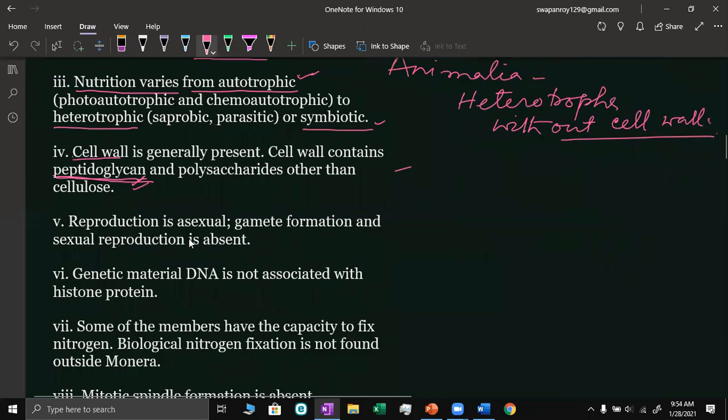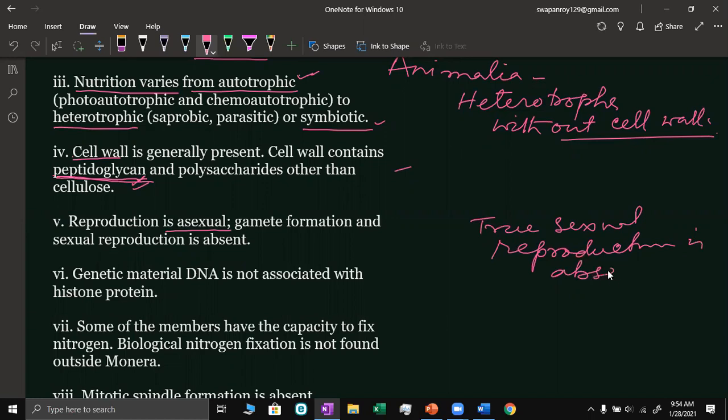Reproduction: one of the criteria of the classification was reproduction. In this kingdom Monera, reproduction is asexual; true sexual reproduction is absent. So reproduction is mainly asexual. Here you can add that true sexual reproduction is absent.